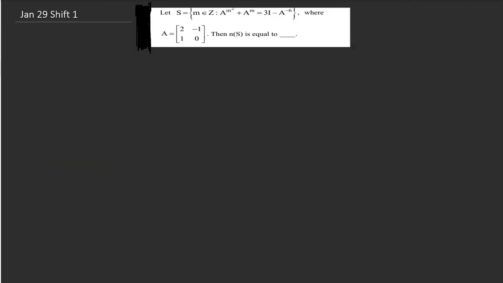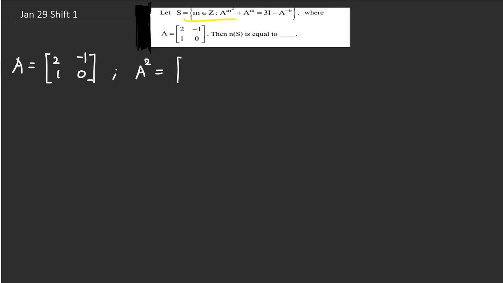This is another simple question. Given S is equal to the sum of A to the power m, which equals 3I minus A to the power minus 6, where a matrix is given. Here let us find A square and A cube etc. So A is equal to the matrix 2, minus 1, 1, 0. We'll find what A square is.